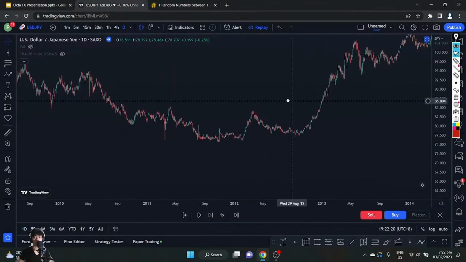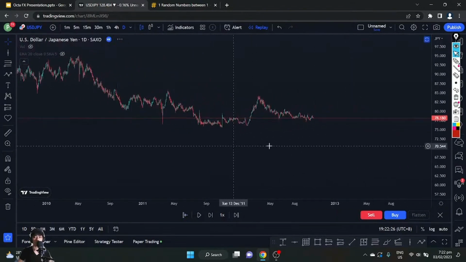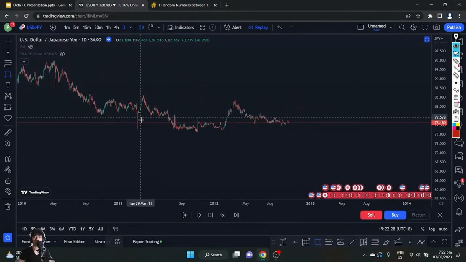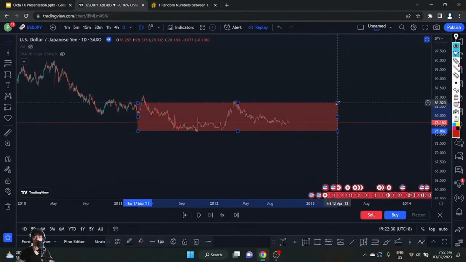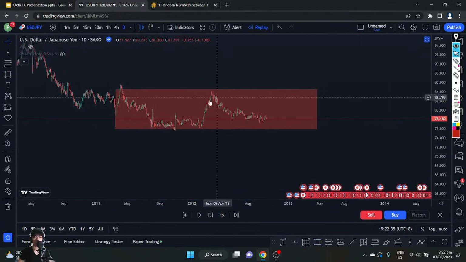All right. So how about, let's take a look, how about this section right here? Do you think it is up or down? This one with the box, do you think it is up or down?